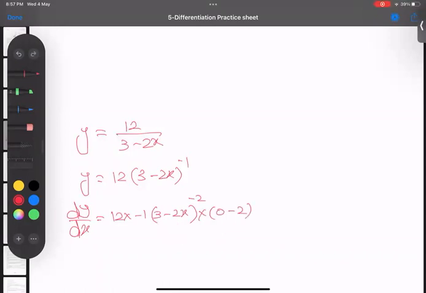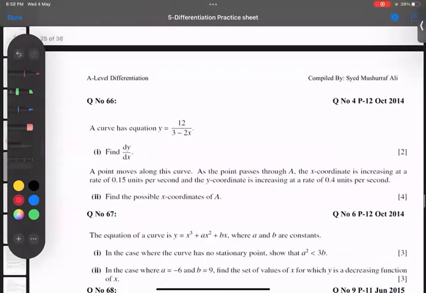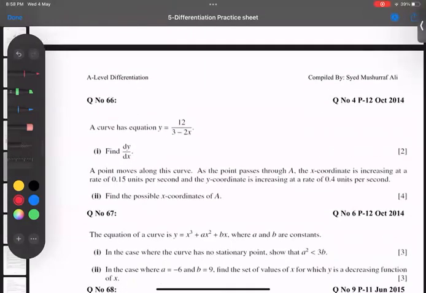I hope this is not hard to understand. Ultimately -2 into -12 becomes +24, and this whole thing goes in the denominator. I have done the differentiation. And he's asking, read it: a point moves along a curve, so a point passes through A, and the x coordinate is increasing at a constant rate of 0.015.